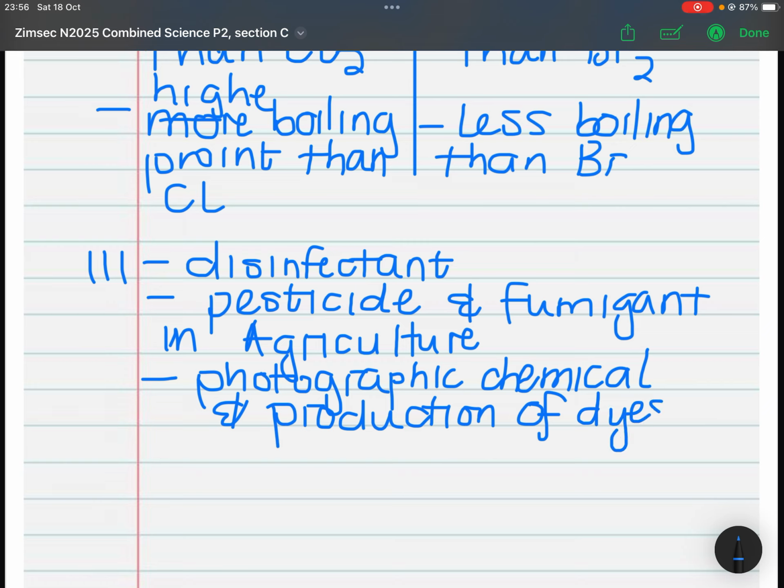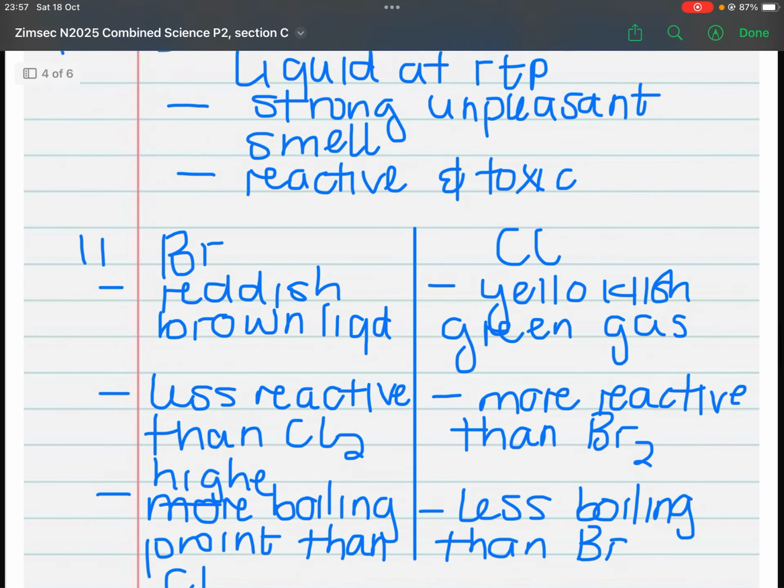So in summary, it is used as a disinfectant and sanitizer in swimming pools. It is also used as a pesticide and fumigant in agriculture. It is used in the synthesis of certain pharmaceuticals, and also in the production of photographic chemicals and dyes. So we now need to proceed to B part 1.